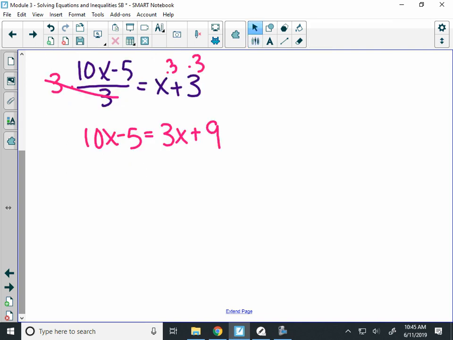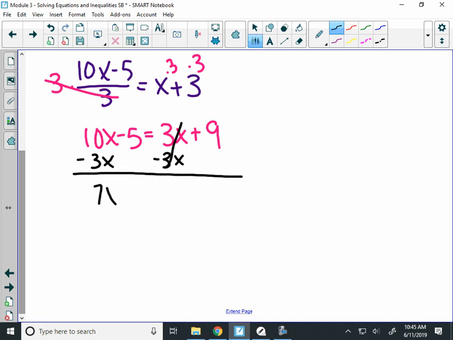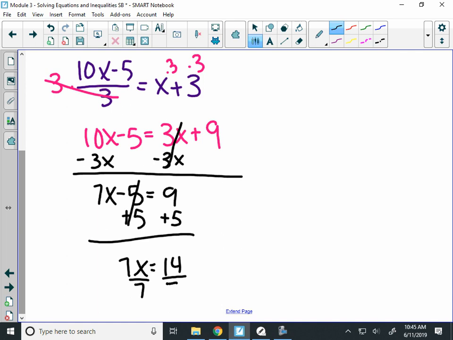All right, now I just move the x's and I move the constants. I'm going to move the 3x first. So it gives me 7x minus 5 equals 9. And then I'll add 5 to both sides. 7x will equal 14, and when I divide by 7, I get the answer of x equals 2.